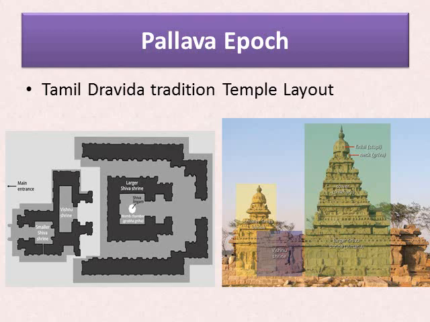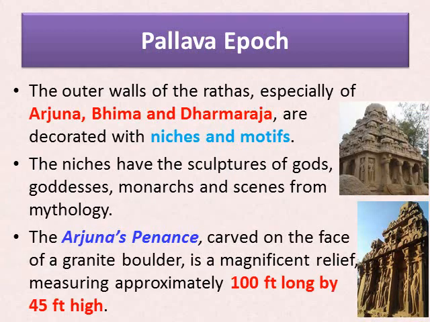Dravidian temples are typically enclosed within an outer wall with a large gateway tower known as Gopura. The development of early Indian architecture demonstrates a progression from structures of wood and timber to cave shrines, rock-cut structures, and eventually freestanding temples constructed out of mortar and stone. Dear children, the outer walls of the Rathas, especially of Arjuna, Bhima and Dharmaraja, are decorated with niches and motifs.